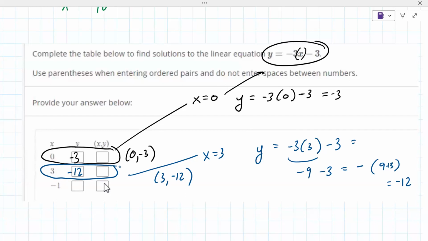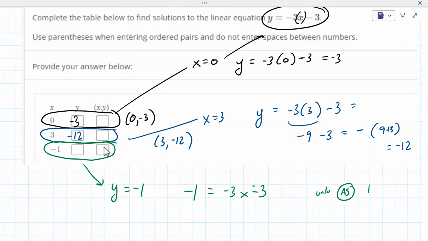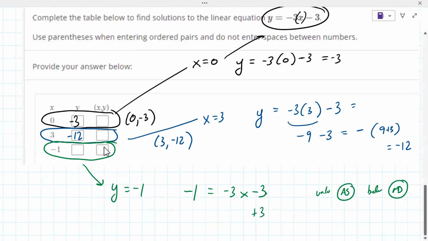Is that okay? Yeah. Now the last one is the different one. It's kind of like as soon as you think you've got it, they give you a little wrinkle. They're giving you the y value now. They're telling you that y is -1. That goes in for y: -1 equals -3x minus 3. To solve for x, you look at the side with the variable. And you undo addition and subtraction before multiplication and division. So you're going to undo this -3 first. You undo it by adding 3 to both sides.